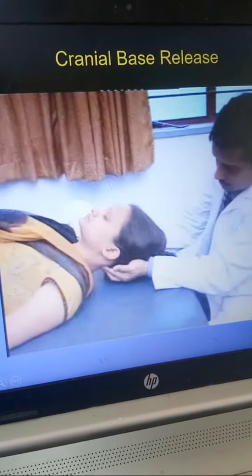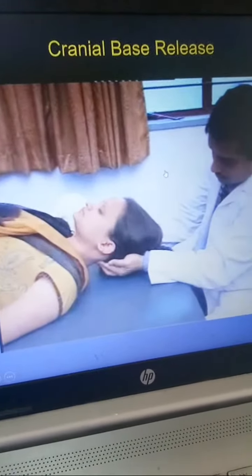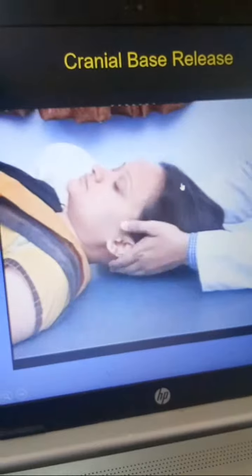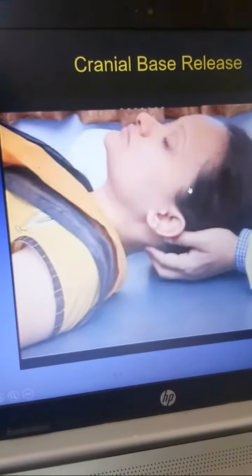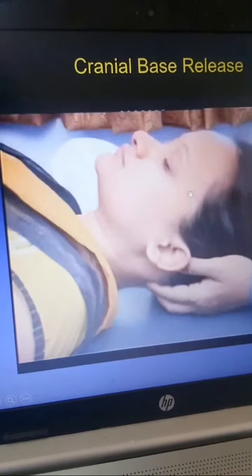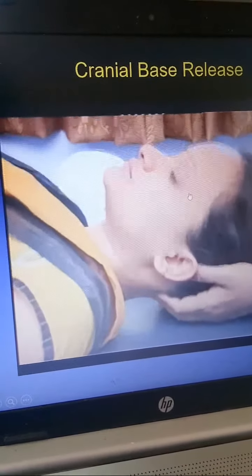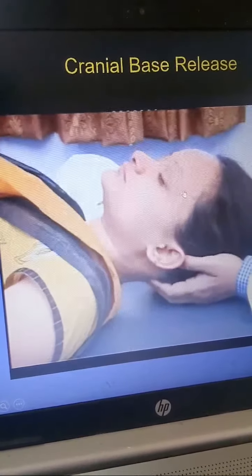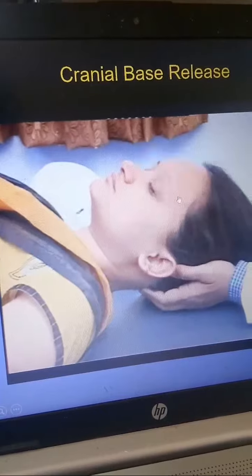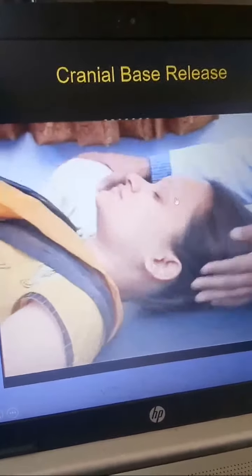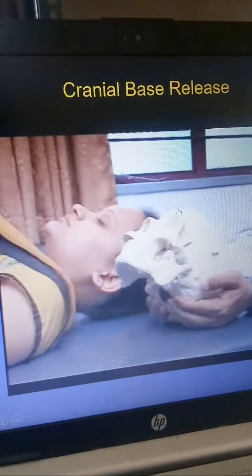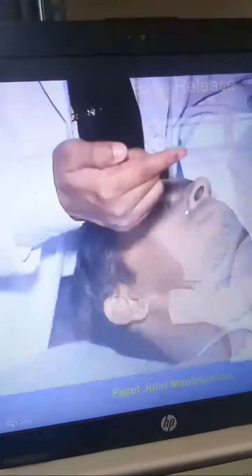And we can go for the cranial base release technique. This is also a very useful technique for the treatment of cervicogenic headaches and for upper cervical spine involvement. You see, I place the hand below the occiput, and then I apply force posterior and superior, and maintain it. So obviously this is going to open up the C0-C1 and C1-C2 joints, and also lengthen the suboccipital muscles.